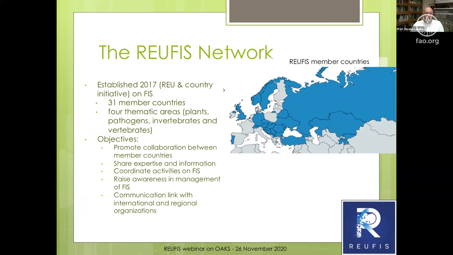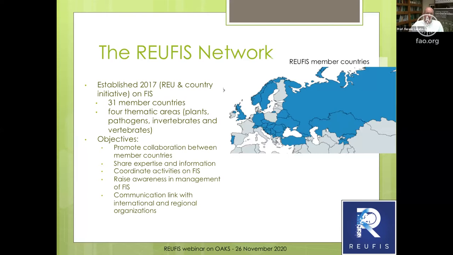At the very beginning, we set several objectives we would like to achieve in the near future. The first is to promote the collaboration between the member countries, because sometimes it's really needed to share the expertise and information on forest invasive species, and of course to coordinate the activities in the region on this group of species. Of course, there is a need to raise awareness in the management of forest invasive species, and we are trying to act as a communication link with international and regional organizations across the region, both in Europe and Central Asia.